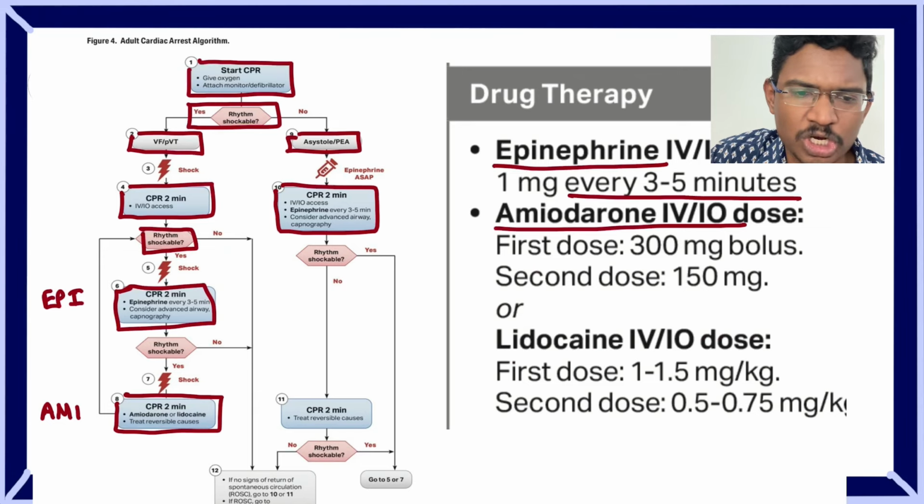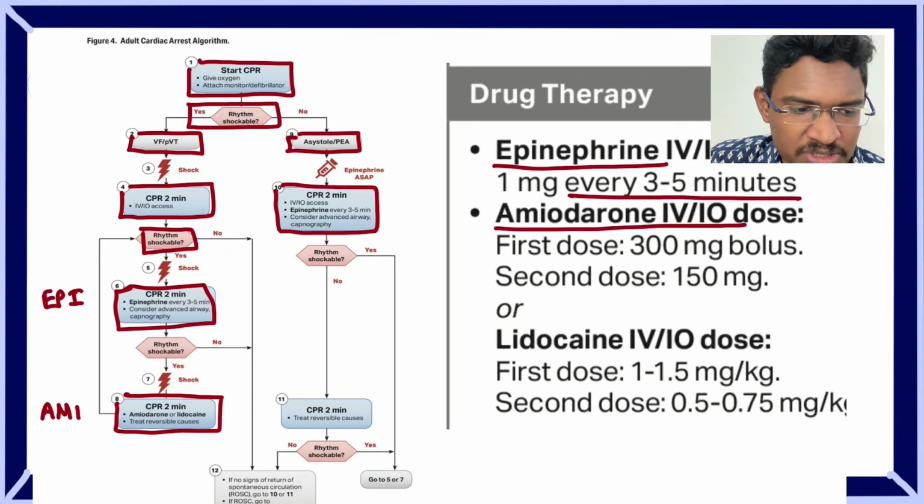If it is non-shockable, the only option is CPR, and then every 3 to 5 minutes you will be giving adrenaline, which is 1 mg, and amiodarone. First dose will be 300 mg and second dose will be 150 mg. So this you should be knowing.